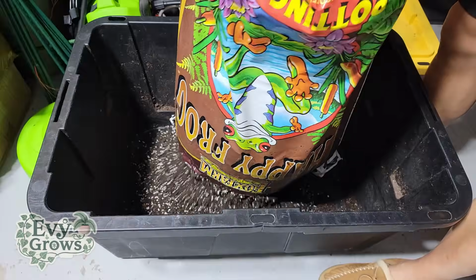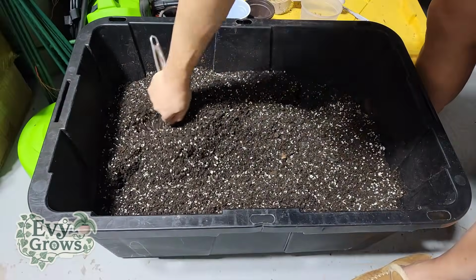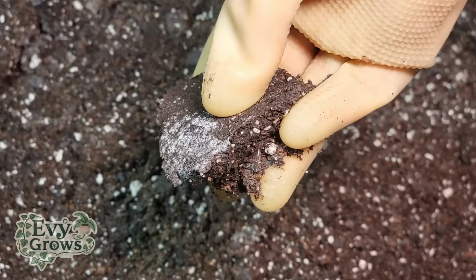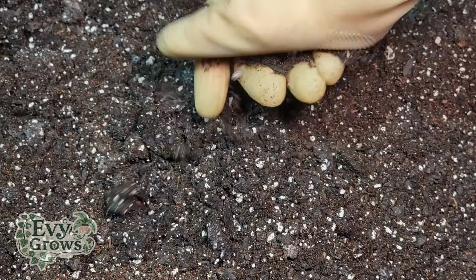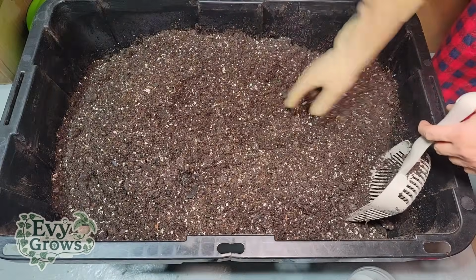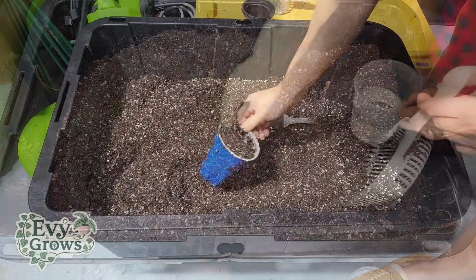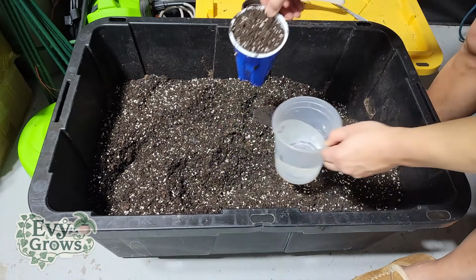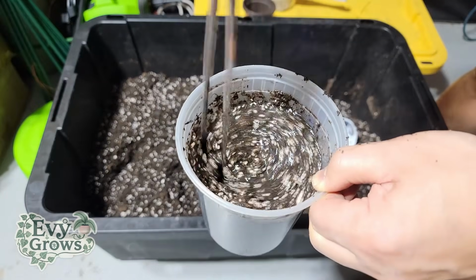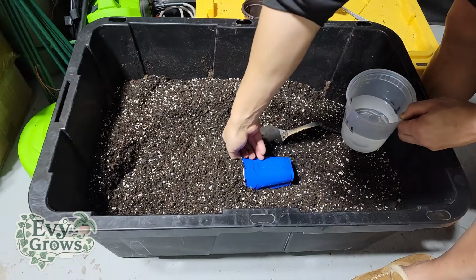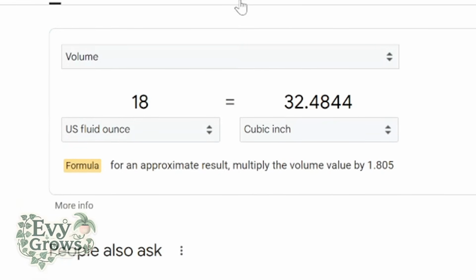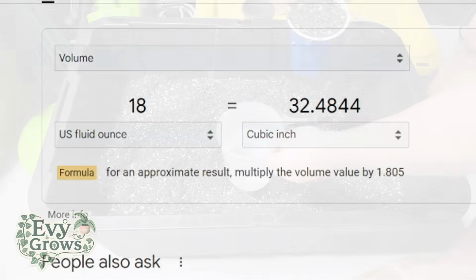First, dump it out and give it a good mix. Sometimes the soil will compress into chunks or have some white fuzzy stuff that you'll think is mold, but this is actually beneficial microbes. Just crush these chunks, stir the soil so that it's an even texture, and once mixed, I'm gonna take equal parts of water and soil and mix them together in a separate container. I'm using an 18-ounce solo cup, which when converted is exactly 32.5 cubic inches of soil.